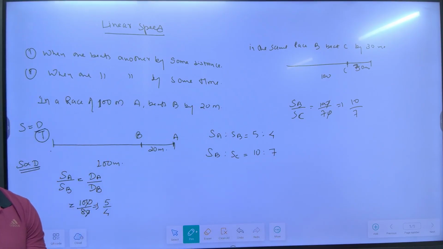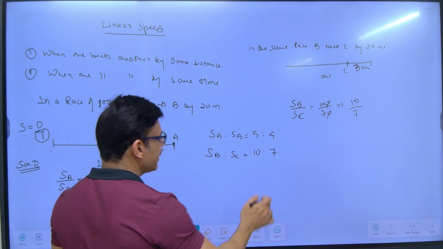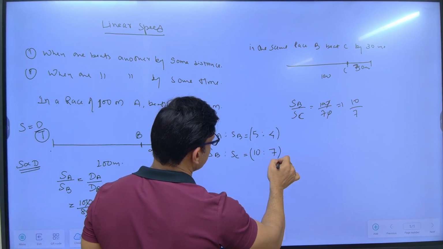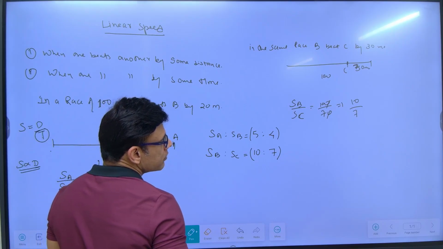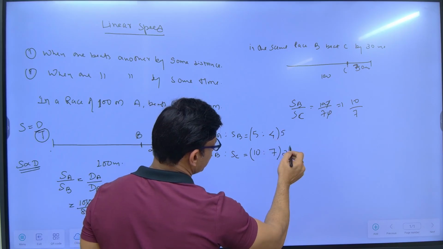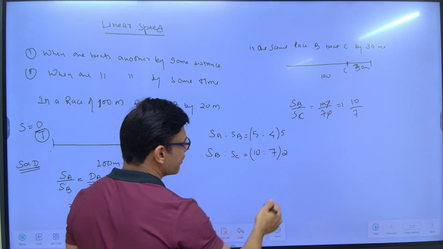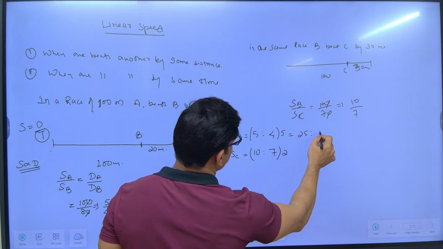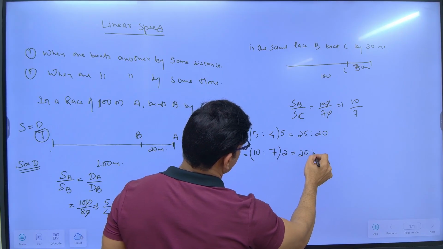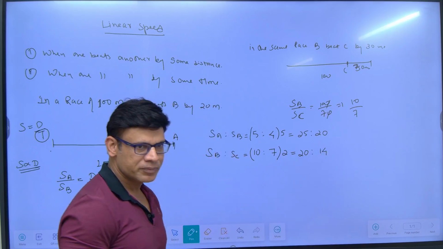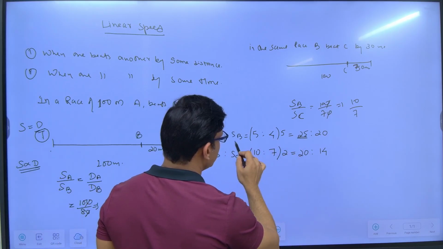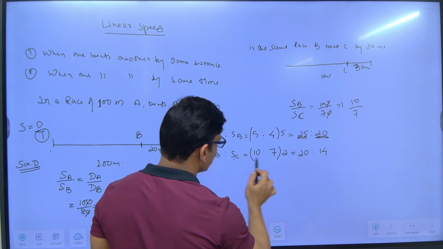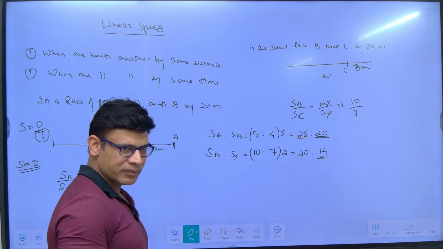Have you solved something like this? We have to make B equal. To make B equal, what will you multiply by? Multiply this by 5 and this by 2, or use LCM or cross multiply, any way. It is 25:20 and this is 20:14. That means when A covers 25 meters, B covers only 20 meters and C covers only 14 meters.